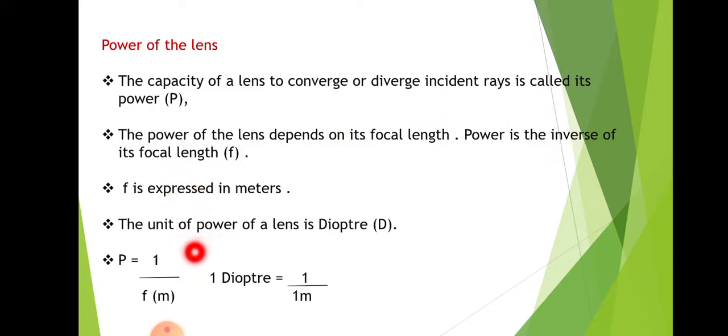Okay, so power is the inverse of focal length, and f is expressed in meters. So the unit of power of a lens is the dioptre, that is called D. So power is the inverse of focal length, and focal length is measured in meters. So 1 dioptre is equal to 1 upon 1 meter. Is that clear?